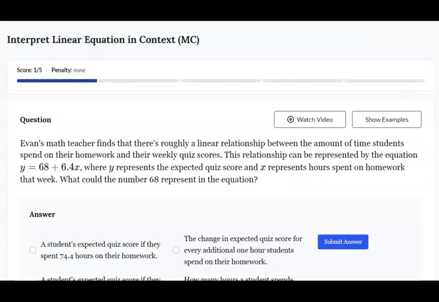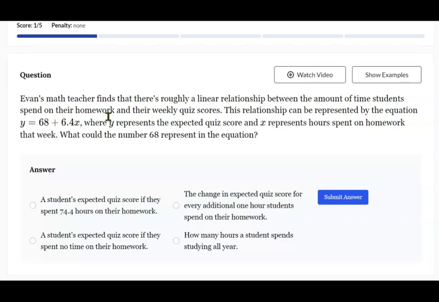All right, let's take a look at the next one. Evan's math teacher finds that there's roughly a linear relationship between the amount of time students spend on their homework and their weekly quiz scores. This relationship can be represented by the equation y equals 68 plus 6.4x, where y represents the expected quiz score and x represents the hours spent on homework. What could the number 68 represent in this equation?